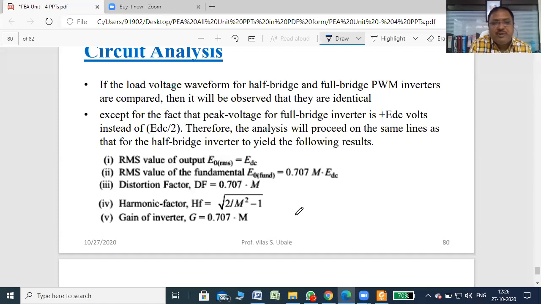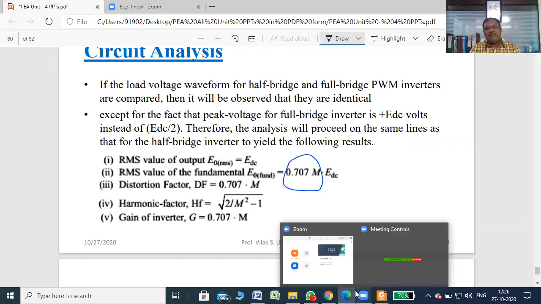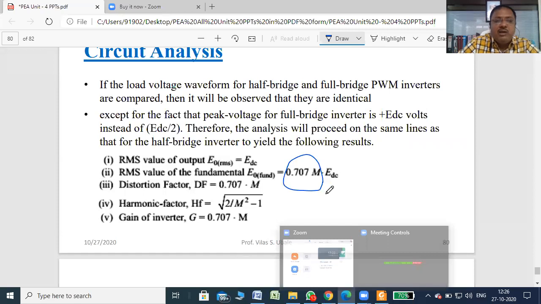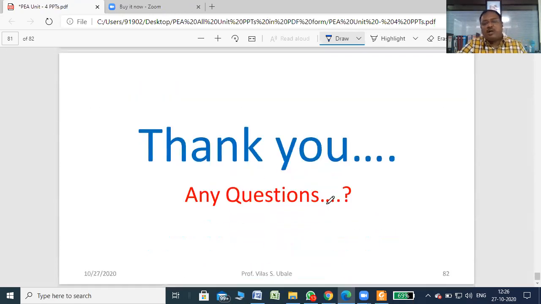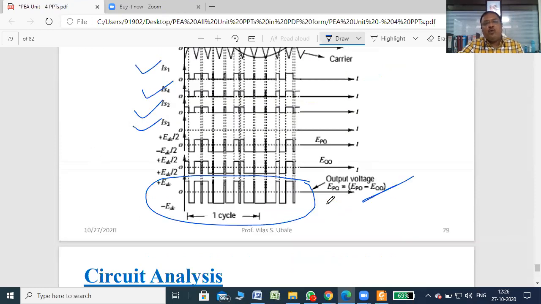So the gain of the inverter, see, this is the gain of the inverter, the modulation index into 0.707, right? So that is given here. Into EDC, you will get a variable output voltage. Okay. So this is about the last part of unit number 4.